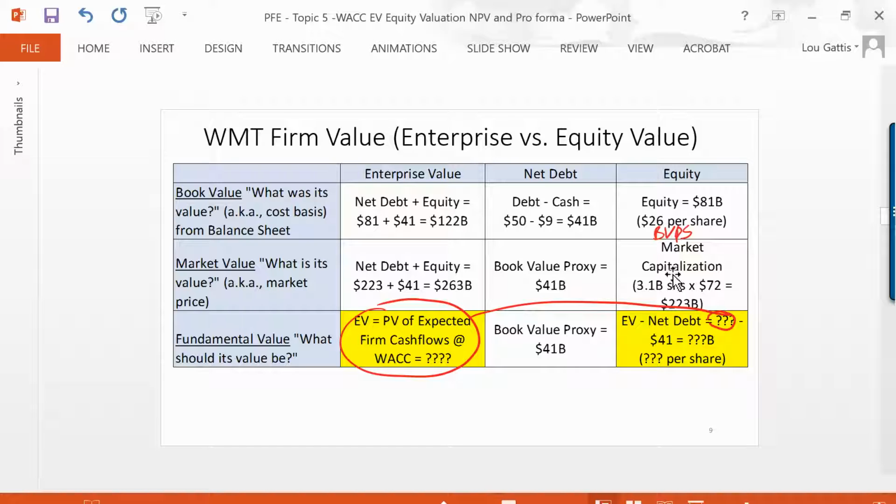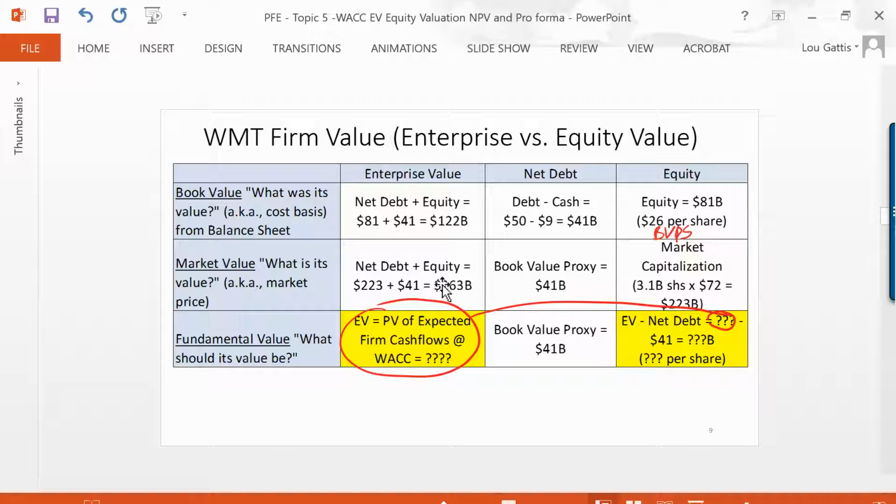Now, if I look at market values of Walmart, their stock on this particular day was trading for $72 a share, 3 billion shares outstanding. That's $223 billion of market cap, the market value of all their stock. If I then add the value of their debt, that would give me a market value of their enterprise of $263 billion.